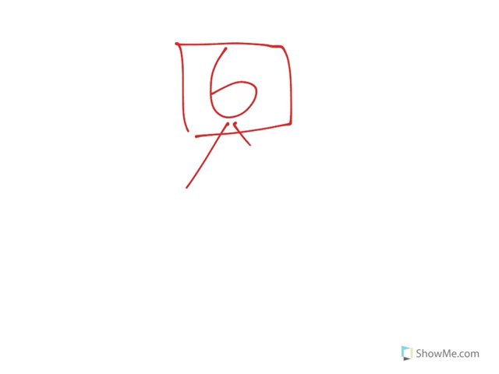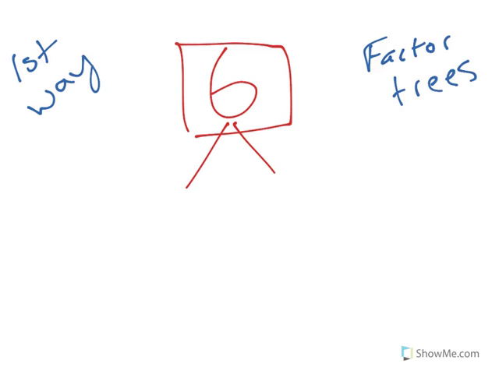So, I'll give you an example. For example, 6. 6 is not a prime number, so we are going to break it down into a product of its prime factors. This is the first way you can do it. It's called a couple different things. It can be called factor trees, or it can be called factor fireworks. I don't care what you call it, but this is my preferred method, but it's up to you.